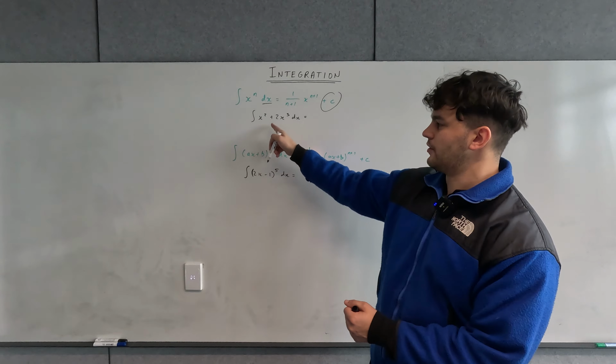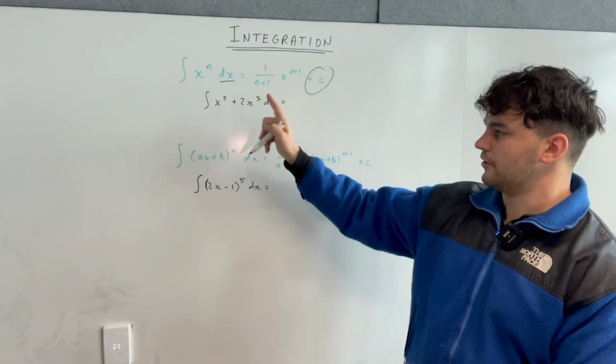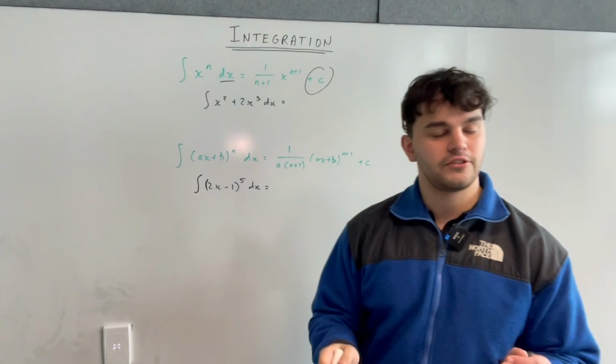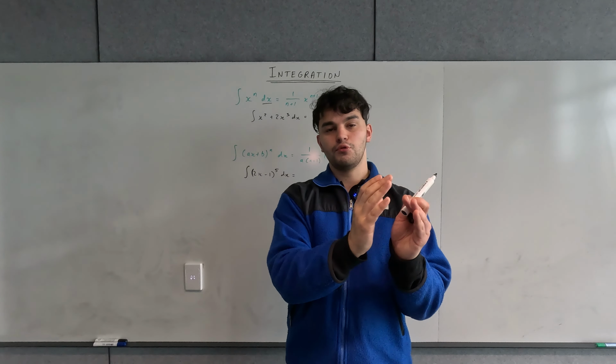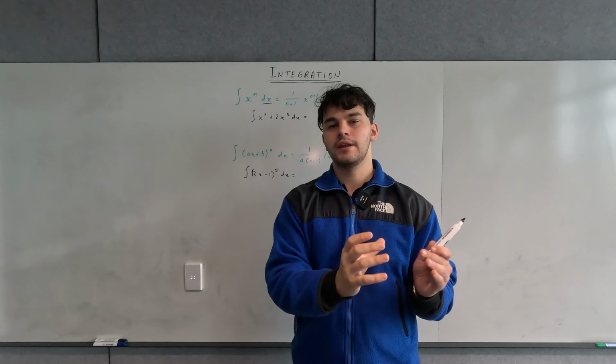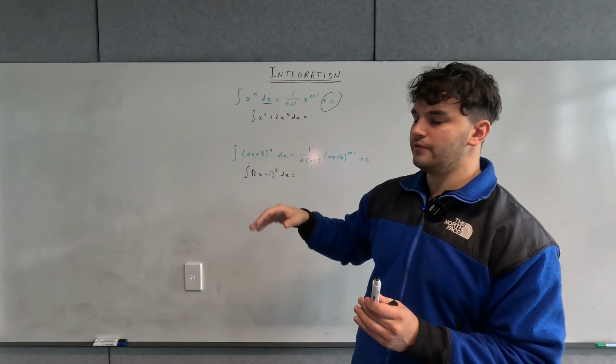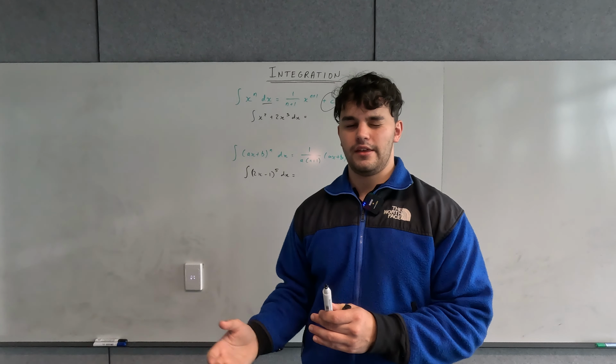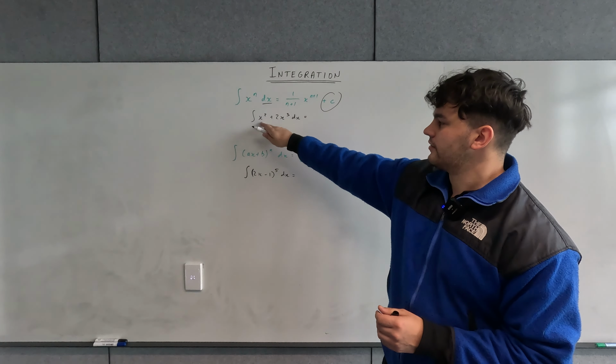So let's try and evaluate this one. We have the integral of x squared plus 2x cubed dx. Now, very similar to differentiation, if you have two individual functions added together, then we just find the integral of them respectively and then add the two integrals together. It's not too complicated. So in this case, we have x squared.